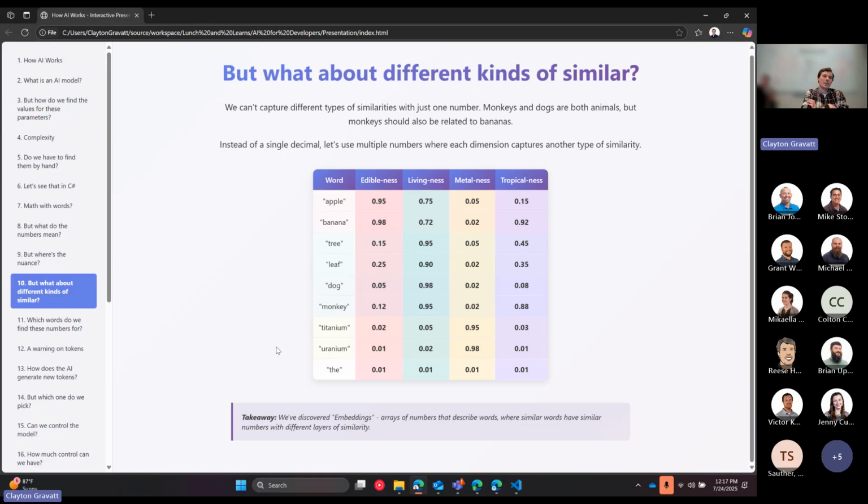And the idea here is that we've discovered the idea of embeddings: we can use arrays of numbers that describe words, where similar words have similar numbers, but with different layers of similarity along the way. Does that make any sense?